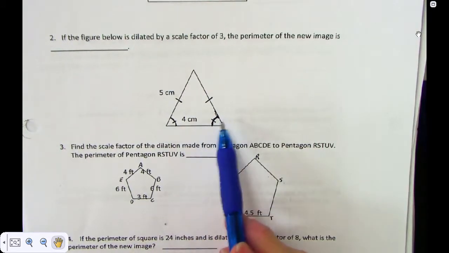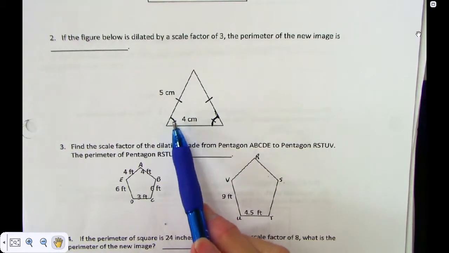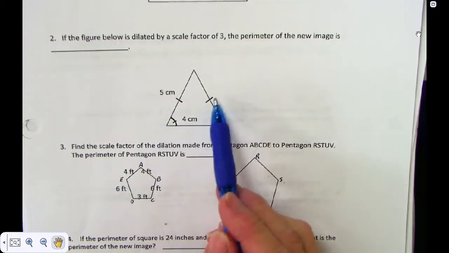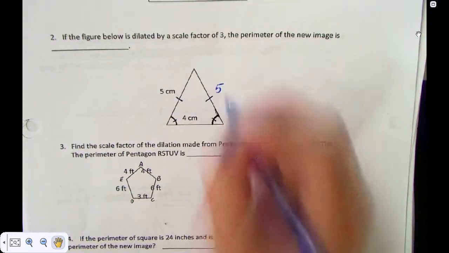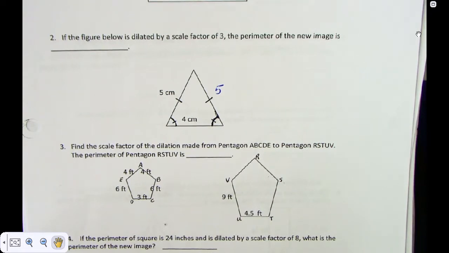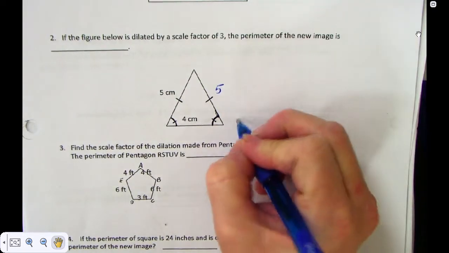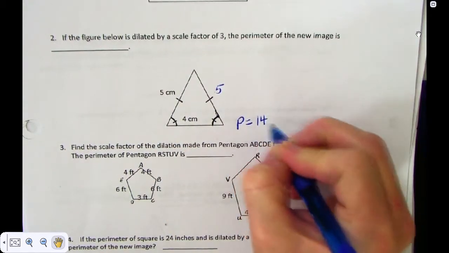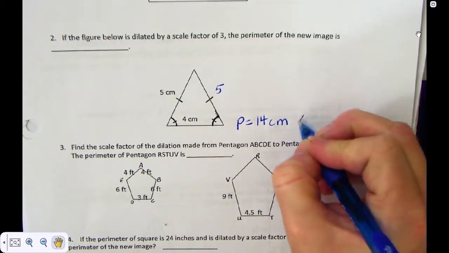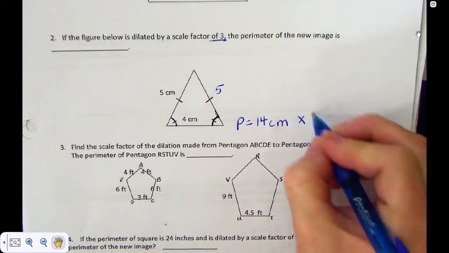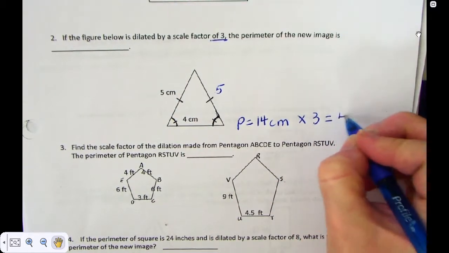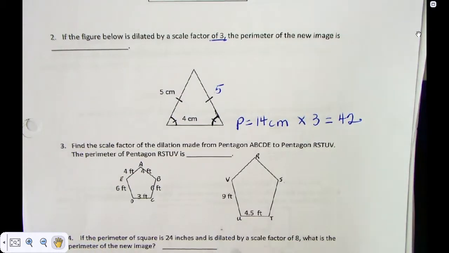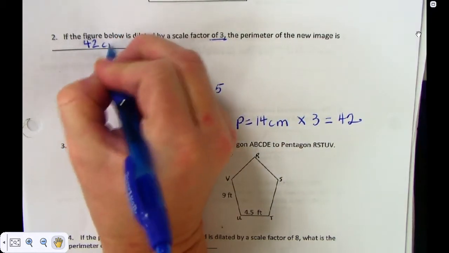This tells us that this is an isosceles triangle. These two angles are the same, so that means these two sides are congruent. So this would be 5. If we use the trick, then we find the perimeter of this triangle, which is 14 centimeters. We multiply by the scale factor of 3, and that gives us 42. So we know that the perimeter of our new image is 42 centimeters.